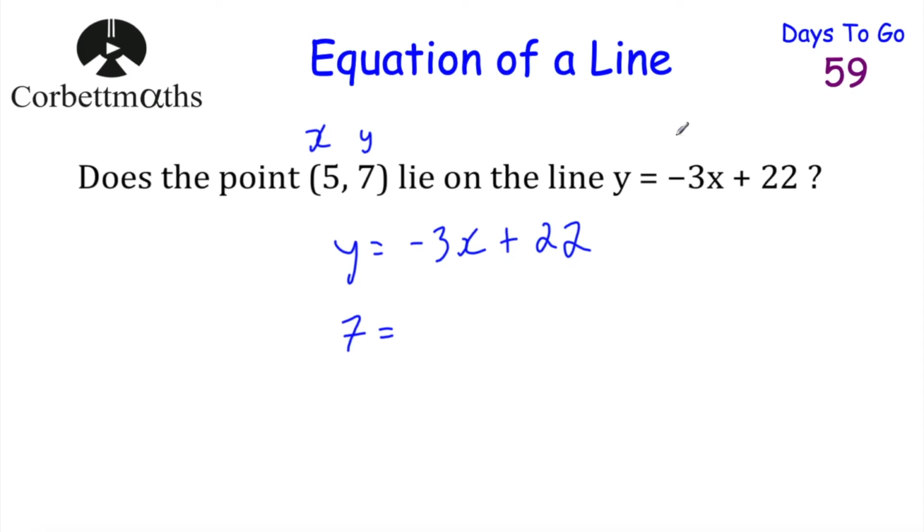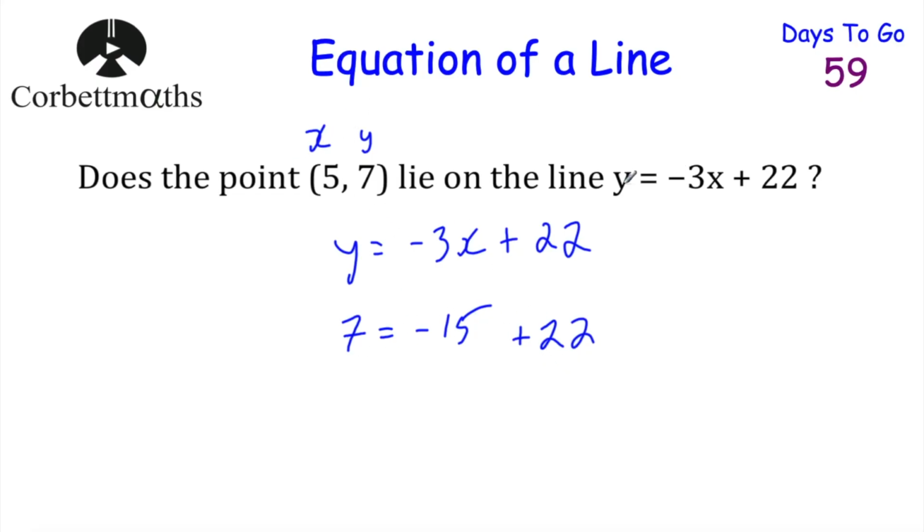Now x is 5, so we're going to do -3 times 5. And -3 times 5 will be -15, so that's -15. And then we've still got our plus 22. So we've got that 7 equals -15 plus 22. Now, if this point lies on this line, we'll get that 7 equals 7.